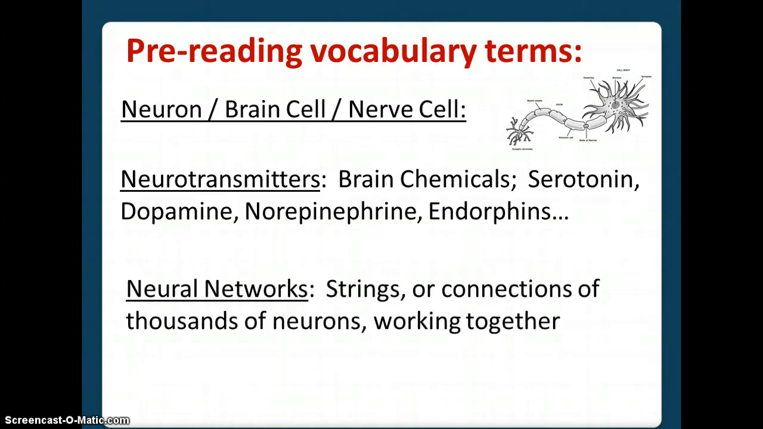Neural networks are strings or connections of thousands of neurons working together. They work through a combination of electrical impulses and chemical messengers. It is these neural networks and their almost unimaginable complexity that are responsible for every action that we take and every thought that we think.